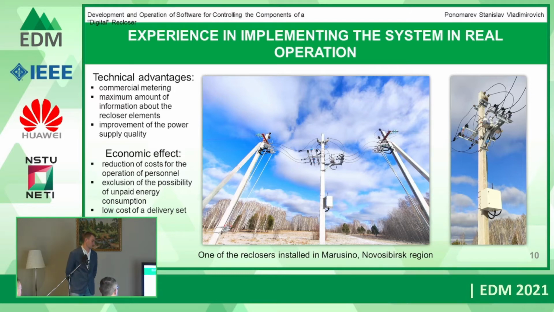The economic effects could be described next. Reduction of the cost of operating personnel, because the recloser is a really autonomous system. You shouldn't go to it and check if it works okay, because everything is sent wirelessly and you have all the information about the working of the system. Next is exclusion of the possibility of unpaid energy, because we add commercial metering systems, so there is no problem with that. And there is a low cost of delivery set in comparison to other products, because these digital technologies do not cost so much, and it's easy for network operators to install and use them.